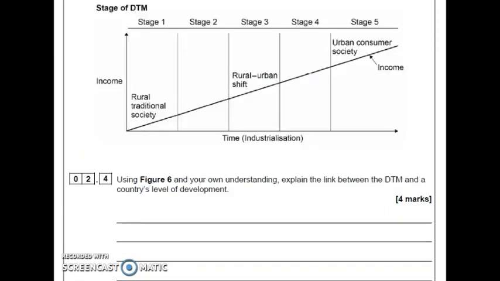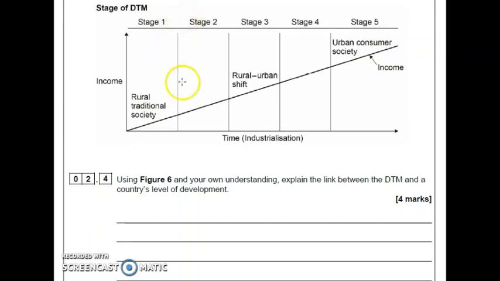Question 2.4. Using figure 6 and your own understanding, explain the link between the DTM, the demographic transition model, and a country's level of development. So we've got a version of the DTM for your figure. You've basically got the stages that a country goes through at the top over time. And then you've also got this diagonal line, which is income. So stage 1, stage 2, you've got your poor countries, your LICs.